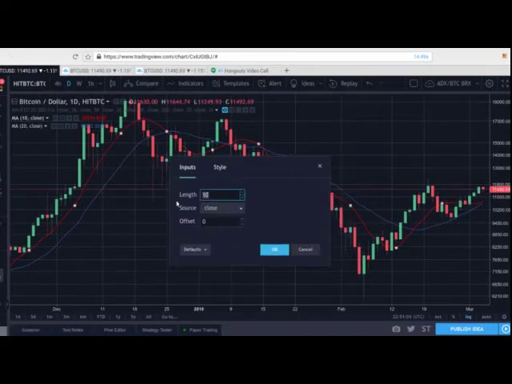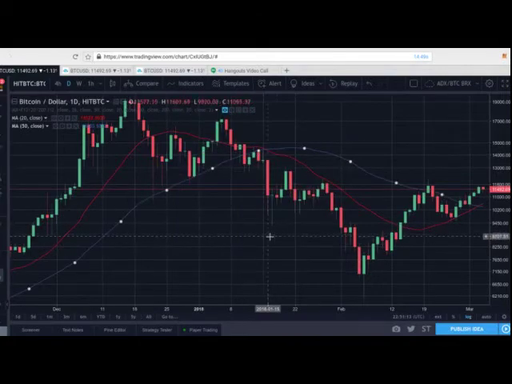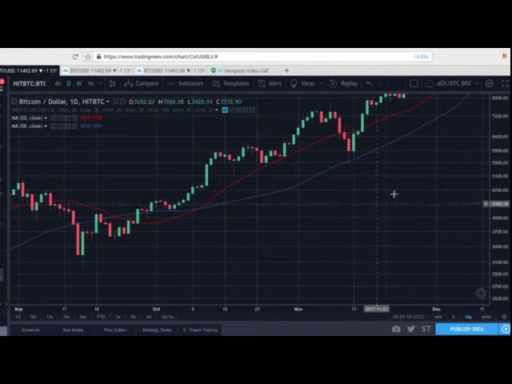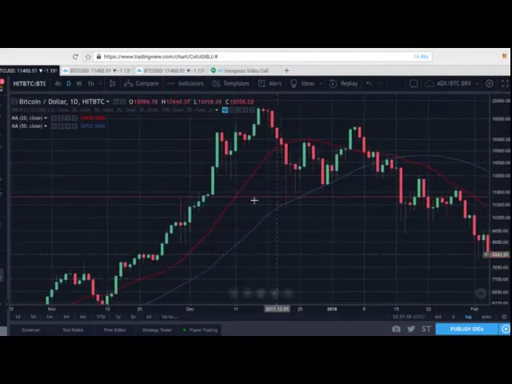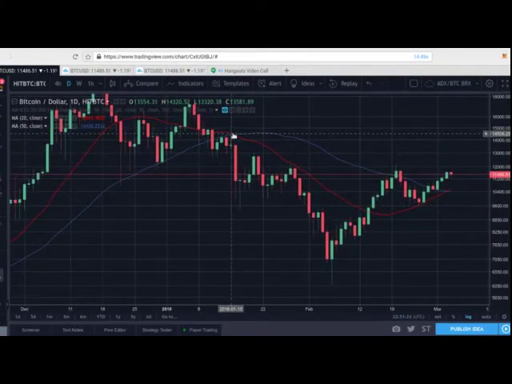I also like to use the 20, and I like to use the 50. Okay, and this tends to give me a little bit of a better range. So we can see here that 20 is really acting very well. I'm getting better, more longer term signals.